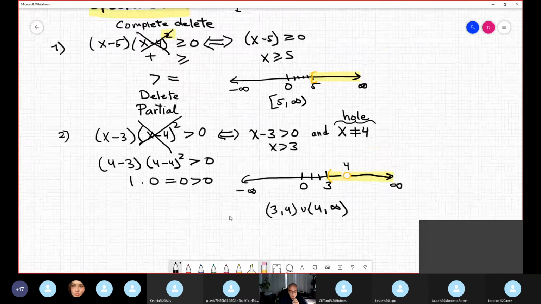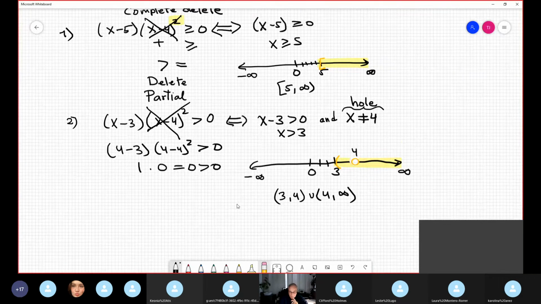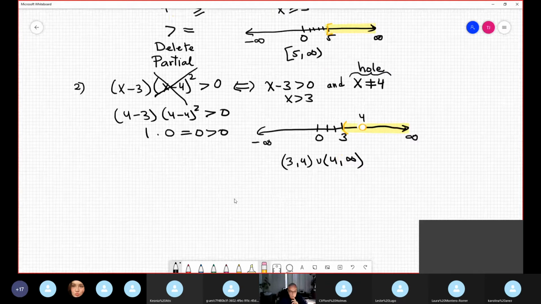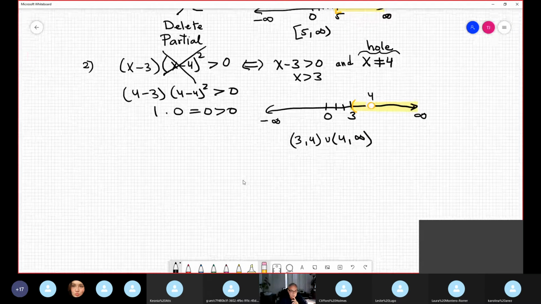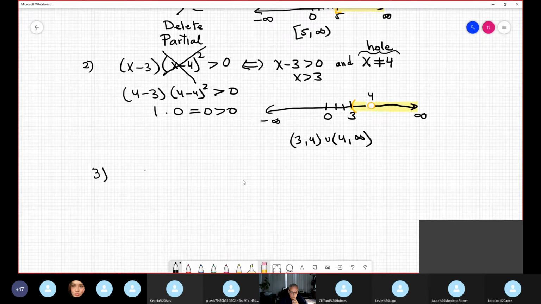Okay, I bring another example. You help me, and let's do it together. One more example, and you help me now. Look. Example 3 is x minus 5 times x minus 4 squared, less than 0.